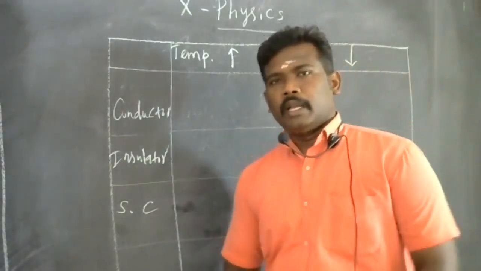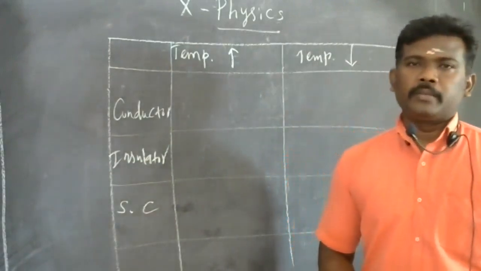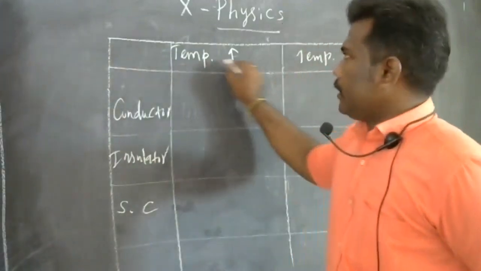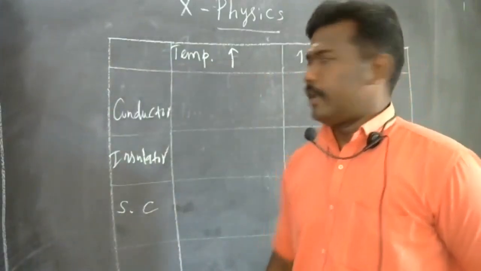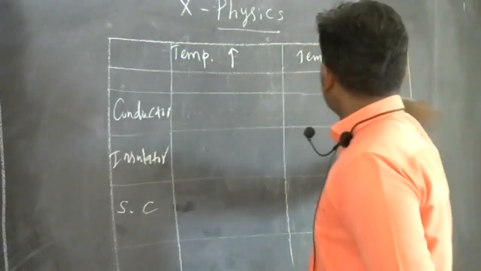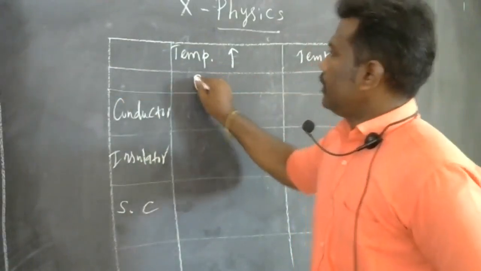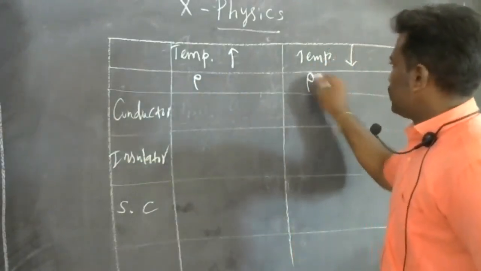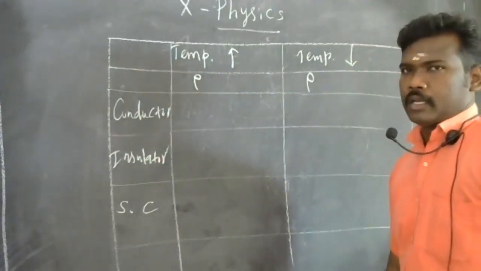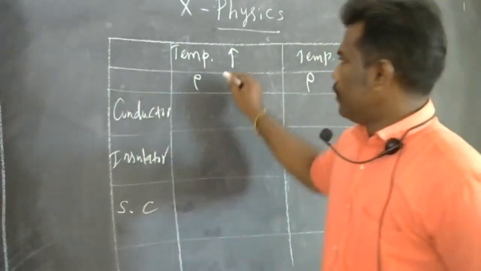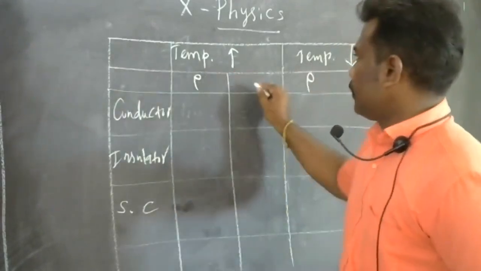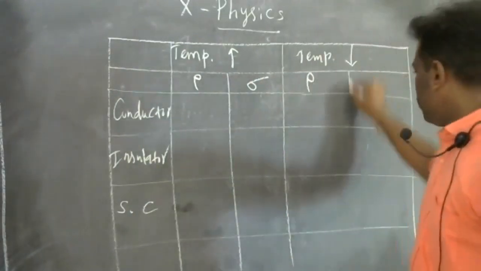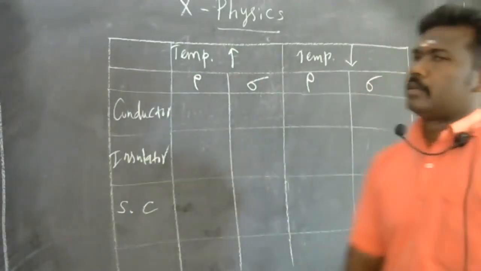So each material has some resistivity, each material has some conductivity. Now, if you are increasing the temperature of the material, what will be the change in the resistivity? If you are decreasing the temperature, what changes in the resistivity? That's the first way. And the second one, sigma, this is the conductivity of the material. And here also, conductivity of the material.